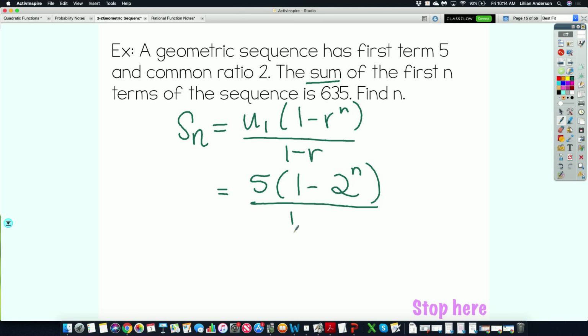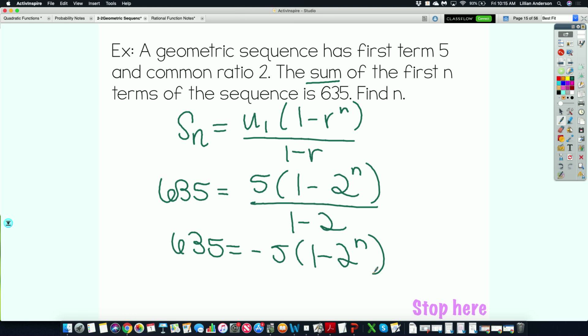All of this is over 1 minus 2. And it equals 635. Now, at this point, if you wanted to continue to simplify, you could. You could stop here and then go to your calculator to solve it. Okay? It's really up to you. If you want to simplify, you can. The one thing is that 1 minus 2 is what? Negative 1. This will make this whole fraction a negative. And actually, it would be no more fraction because it's a negative 1.